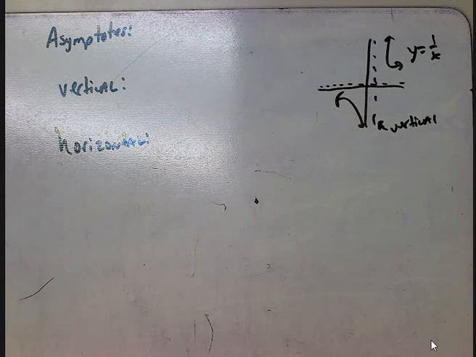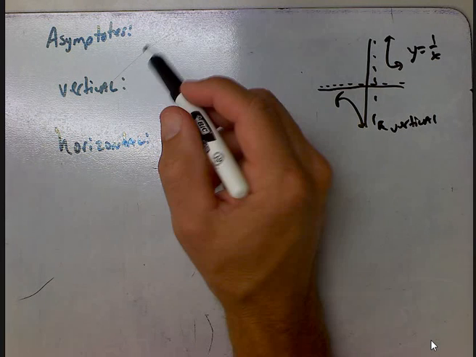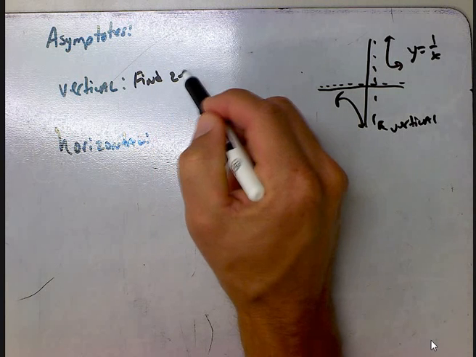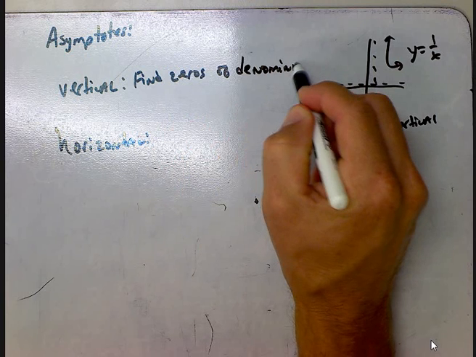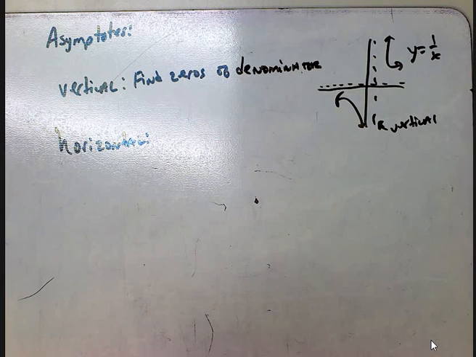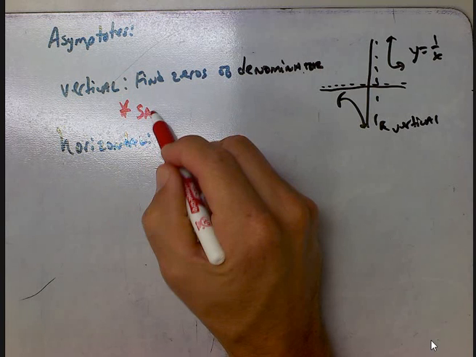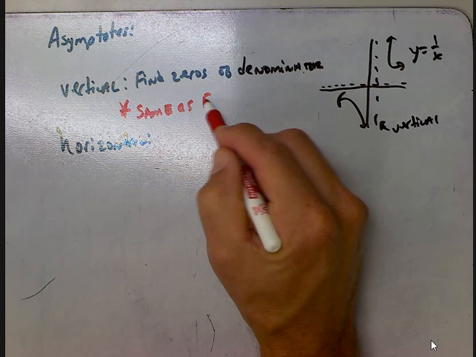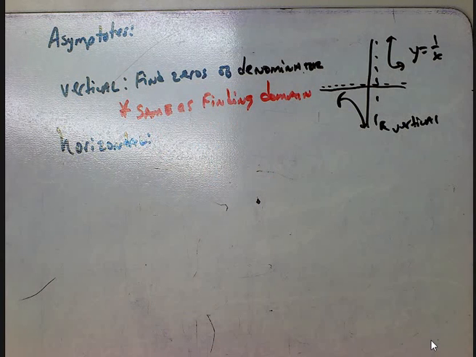And to find the vertical asymptote, you find the zeros of the denominator. And if you recognize this, it's the same way as finding domain. So whatever x can't be for your domain, those are the vertical asymptotes. Okay. For your horizontal asymptotes, it's a little more challenging.